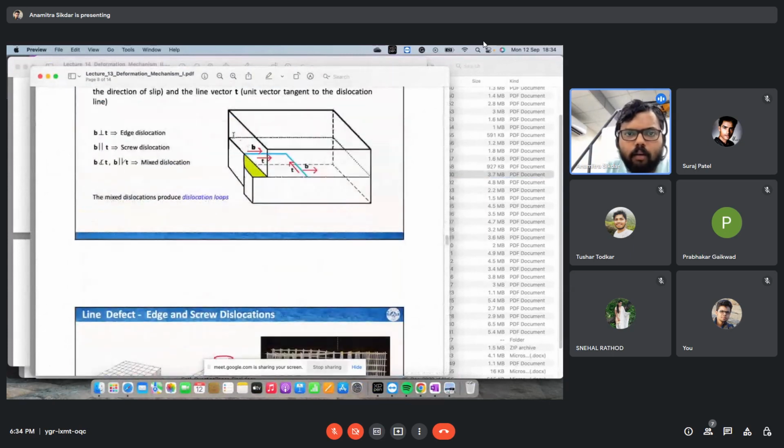Now are you getting this? Because here this line was initially here, all right? Now you just, it's like tearing a paper. So when you are tearing this paper, this front will go in this direction, right? But this is the dislocation line.